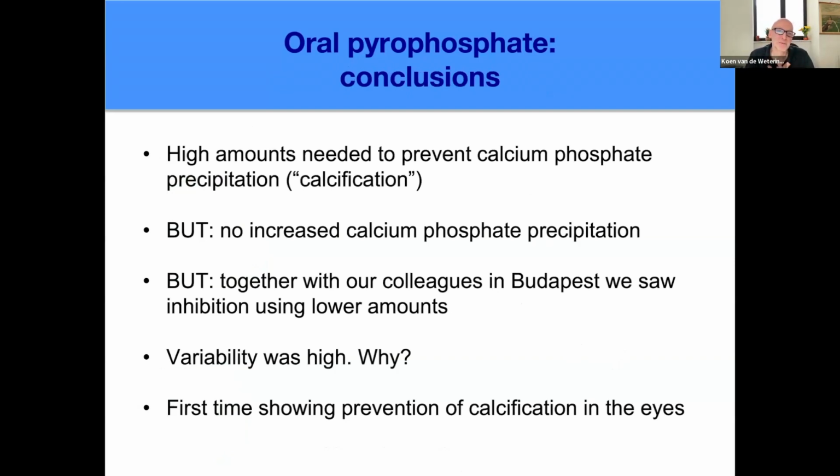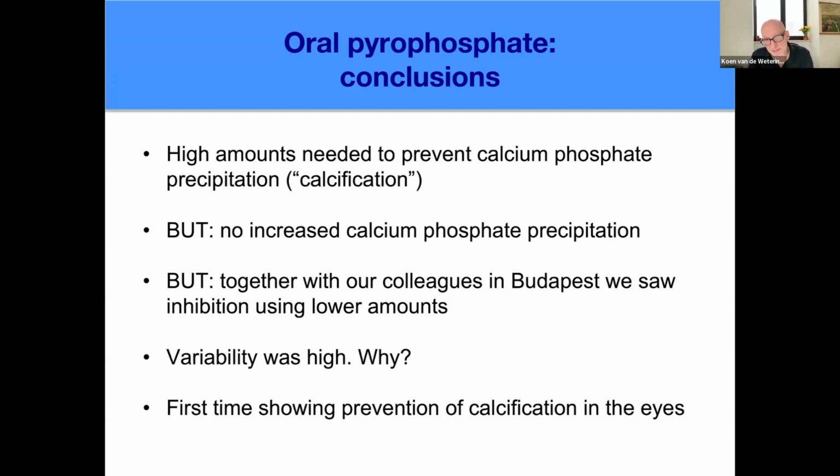So some conclusions. If you give pyrophosphate to PXE mice, you need really high, at least in our hands, really high amounts to prevent calcium phosphates from precipitating. The good thing, however, the positive thing about our experiments is that they did not indicate that if you give a lot of pyrophosphate, that stimulates. That was my initial hypothesis, but that hypothesis was proven not to be true. So no increased calcium phosphate precipitating in animals that were given these extreme amounts of pyrophosphate.